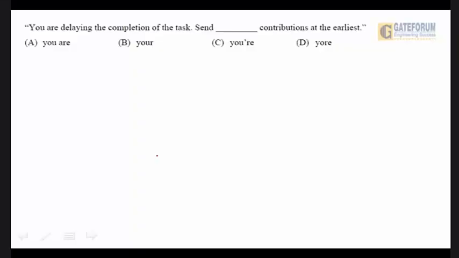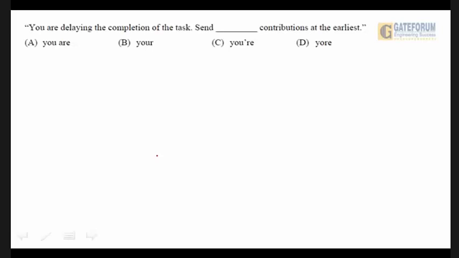So ladies and gentlemen, let us start the session. Today we are going to do the general ability portion of the 2023 GATE paper, and this is the GATE paper of the CH stream. So let us start immediately.